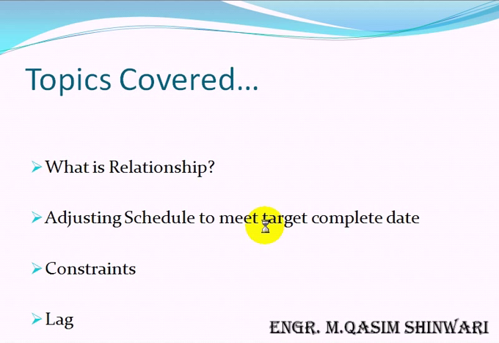So in this tutorial we learned what is relationship, how to adjust the schedule to meet the target complete date, how to apply the constraints, and what is lag. And this is the end of 7th tutorial. See you in next tutorial.